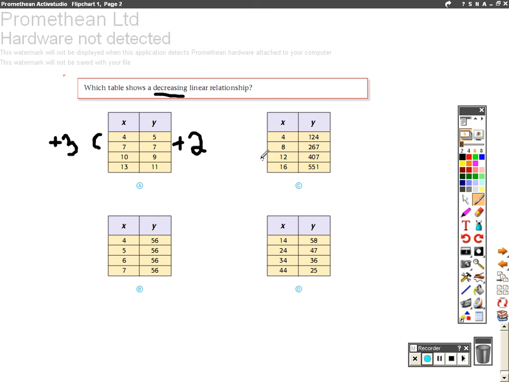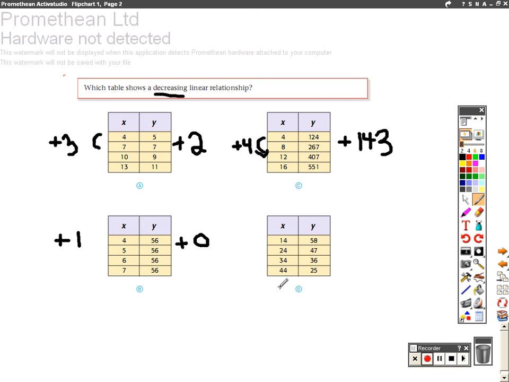In letter C, to go from 4 to 8, I added 4. And to go from 124 to 267, I added 143. Both are in positive direction, therefore it's not a decreasing relationship. In choice B, I added 1 on this side, and this side I added 0. It stayed constant. So maybe you were taking a road trip, and from hours 4 through 7, you only made it 56 miles. So that would mean you stayed at a constant. You stopped. Maybe you stopped to have dinner. Maybe you stopped to stay the night, so your mileage didn't change.